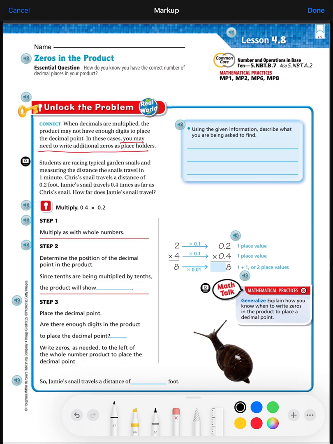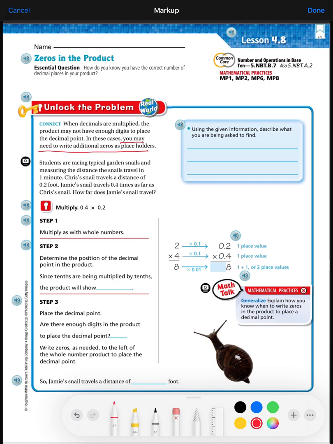Students are racing typical garden snails and measuring the distance the snails travel in 1 minute. A typical garden snail looks like the one in the picture down here at the very bottom of the page. That's just like a garden snail that you'd see outside. Chris's snail travels a distance of 0.2 feet. Okay, so 0.2. That's not very far. Jamie's snail travels 0.4 times as far as Chris's snail. How far does Jamie's snail travel?